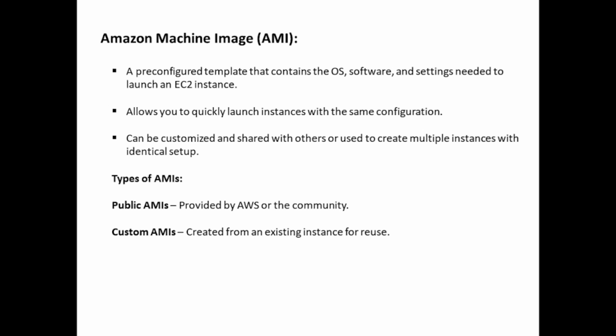There are two types of AMIs. Public AMIs: they are provided by AWS or the community. They are available for anyone to use. Custom AMIs: these are user-created AMIs from an existing instance. It is ideal for reuse or scaling in the future.